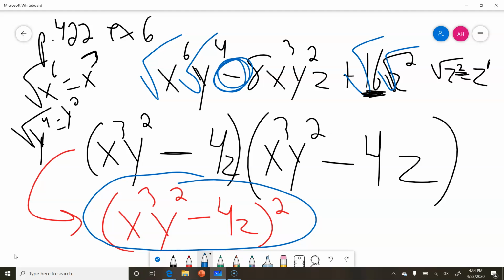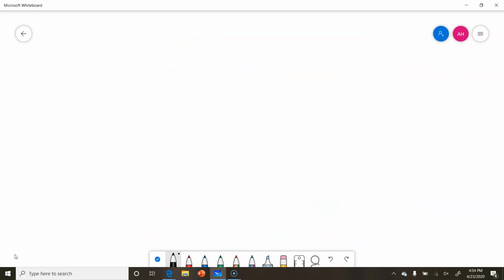Okay, so when you divide the exponents, right, if I have x to the 4th and I take the square root of that, that's x squared. Okay, it's always got to be an even number because I'm going to be dividing by 2 in order to do that. Okay, I'm going to do one more problem and then let you know what your homework is.